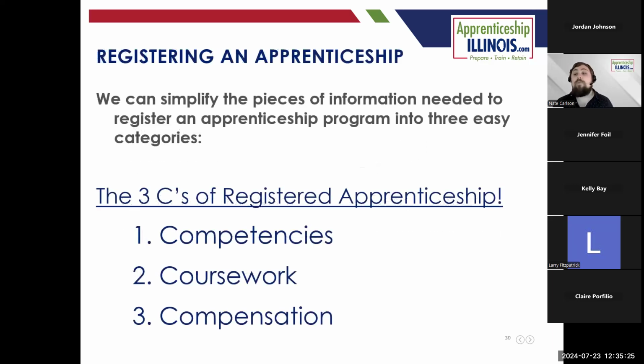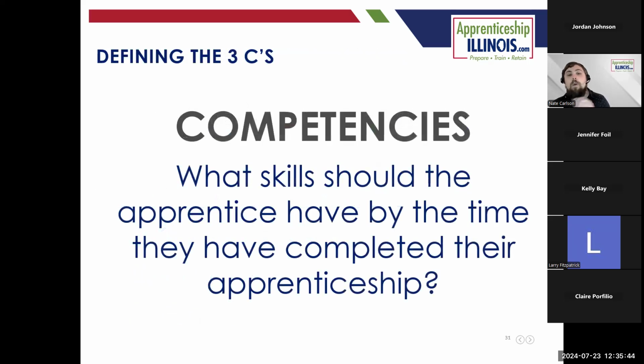And so when we register a program, we're going to try and simplify the process as much as possible by fitting all the information we need to register a program into 3 easy categories that we call the 3 C's of registered apprenticeship. Now, the first C is competencies. What skills should the apprentice have by the time they have completed their apprenticeship? Simply put, what do we want the apprentice to be able to do when they are done?